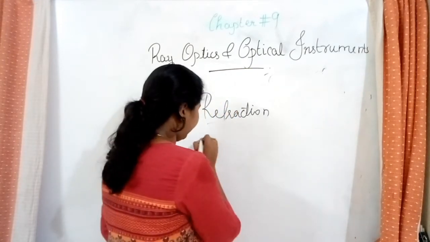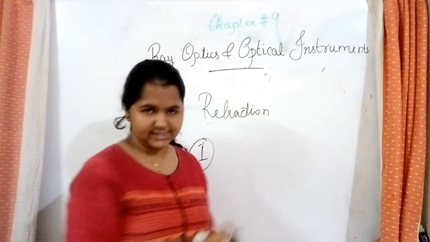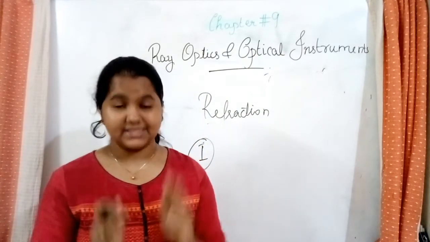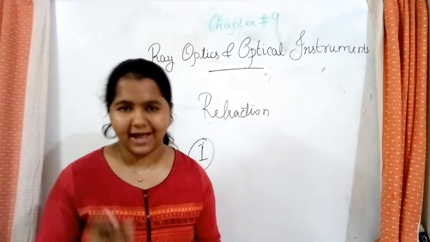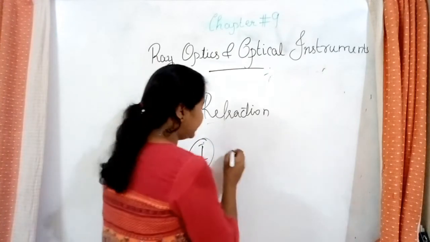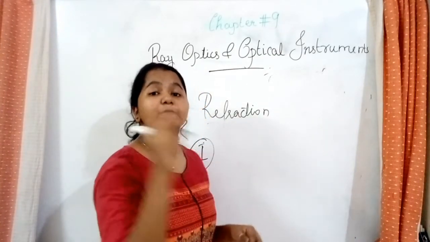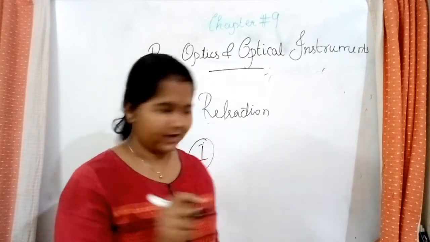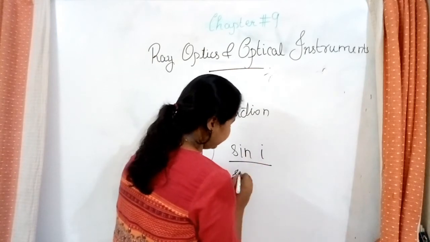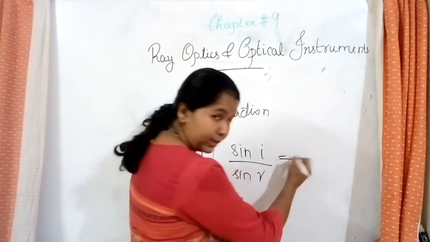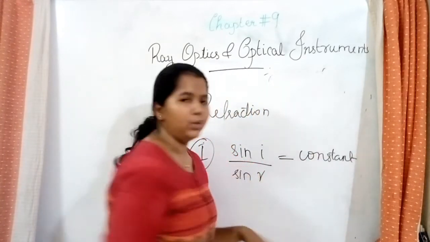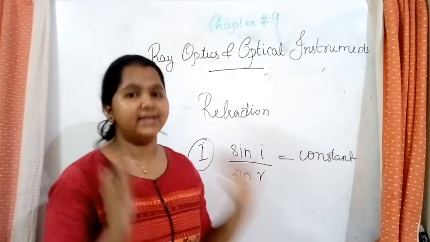So let's see the very first law that we will discuss, and that is the ratio of sine of angle of incidence to sine of angle of refraction is a constant in a medium. So sine i divided by sine r is equal to a constant in a given medium. Okay, there's a condition: it's in a given medium.